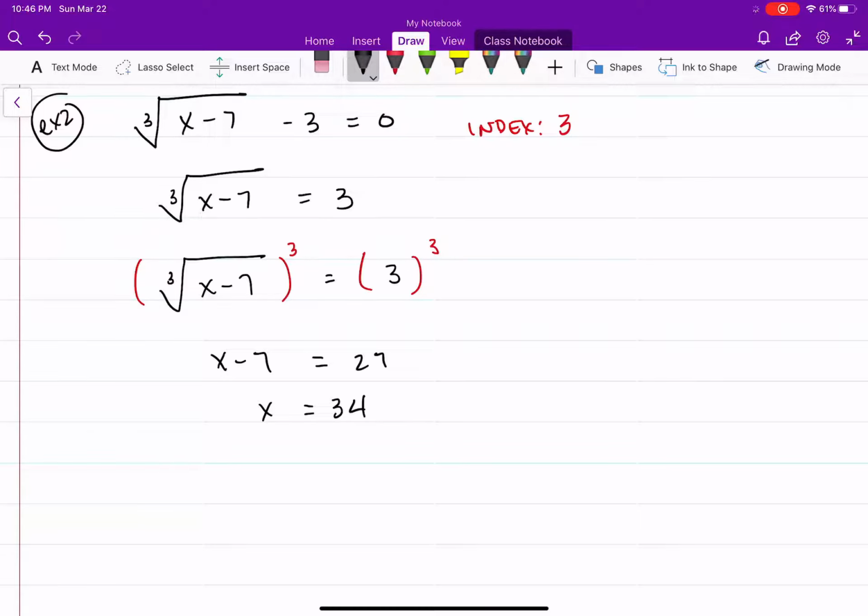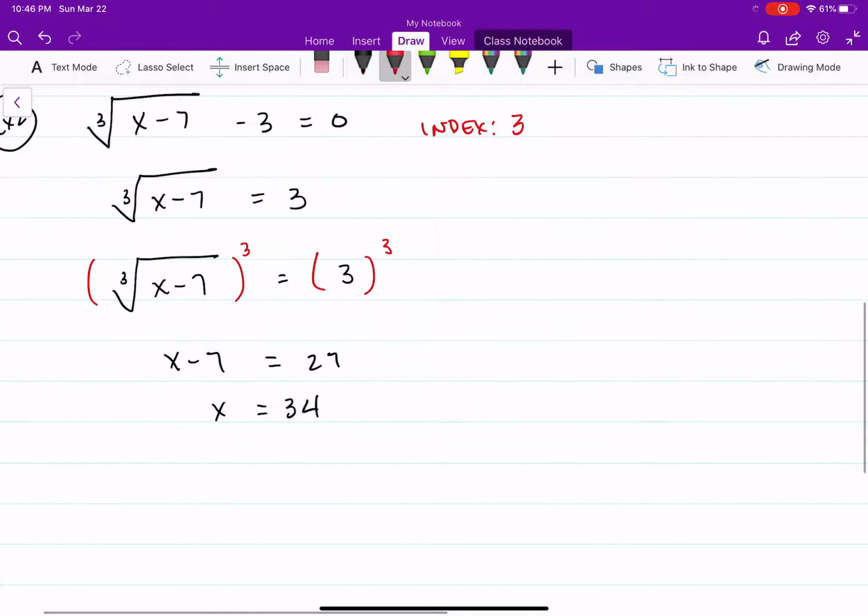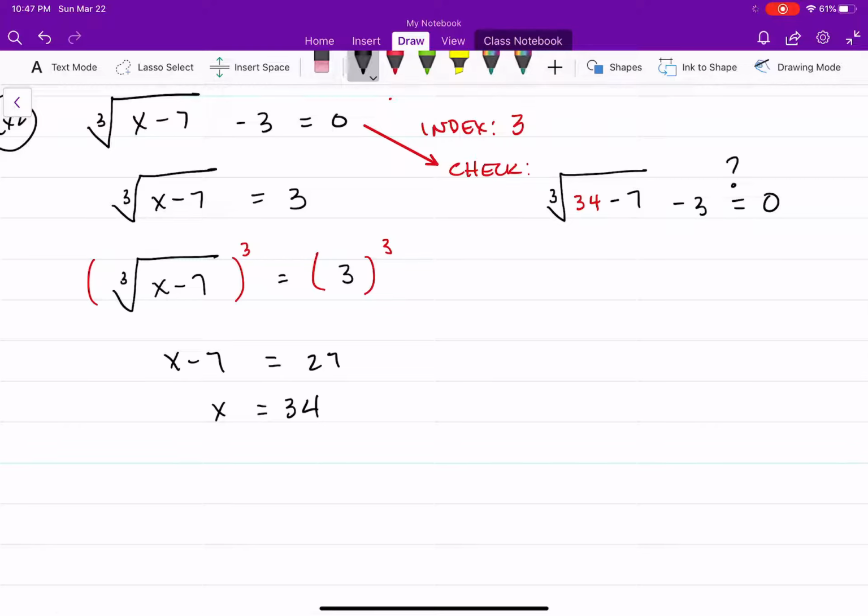So before I box that, I do need to check it, and I always have to use the original. So I have the cube root of 34 minus 7, minus 3, and see if that's equal to 0. Okay, so 34 minus 7 is what?